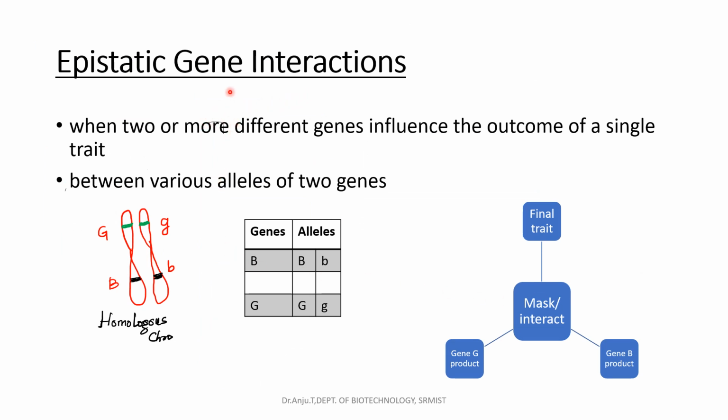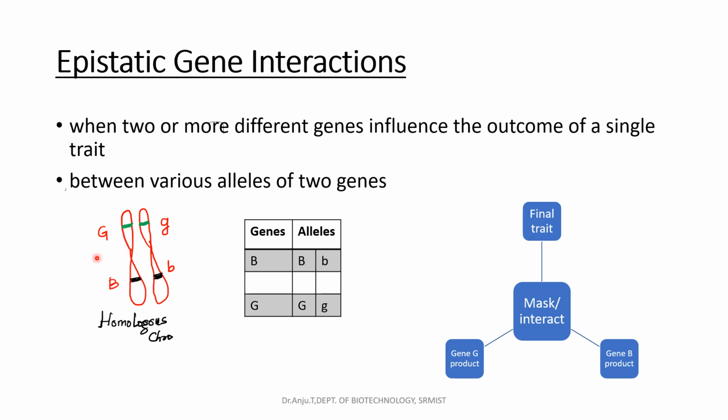Epistatic gene interactions. So what is this epistatic gene interaction? First, what are gene interactions? They are interactions between two or more different genes when they influence the outcome of a single triad. Here we are seeing homologous chromosomes with two genes present at two different loci. For example, we have taken gene B and gene G. So there are two genes present at two different loci.